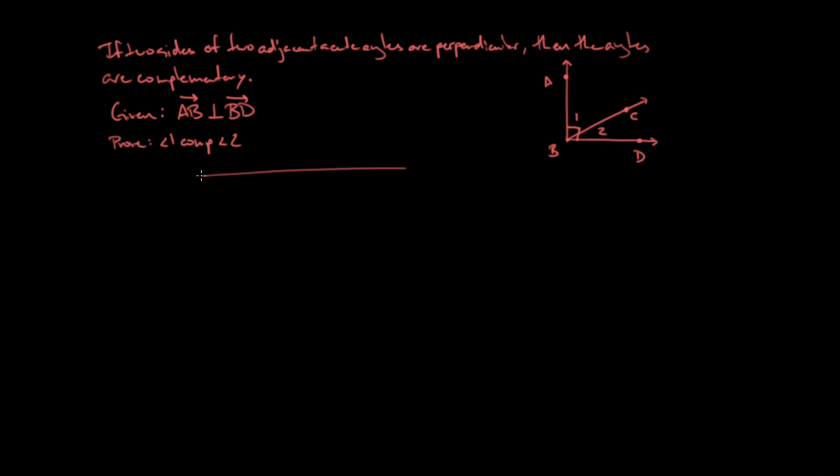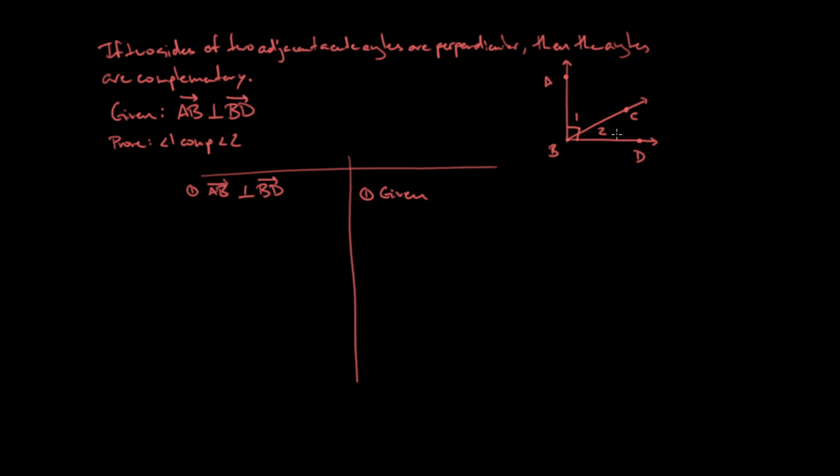Okay, so let's go ahead and try and write this proof now. We'll start with our givens. AB is perpendicular to BD. And now we can put some thought into what we're going to be doing here. I'm trying to say that angle 1 and angle 2 are complementary. So if I work my way backwards, what I'm essentially going to have to say is that they add up to be 90 degrees. Their measures add up to be 90 degrees.